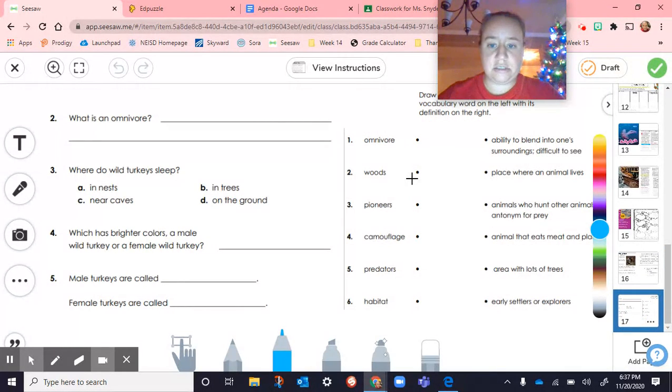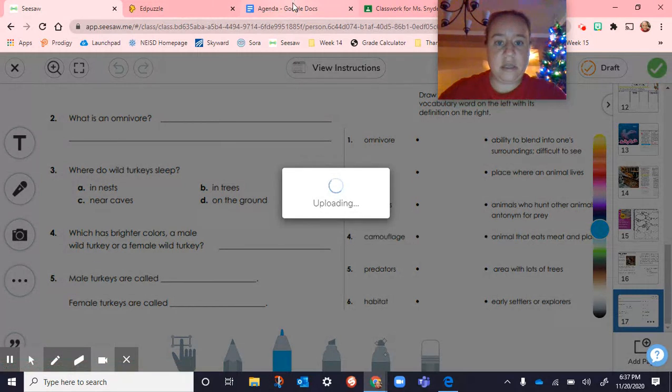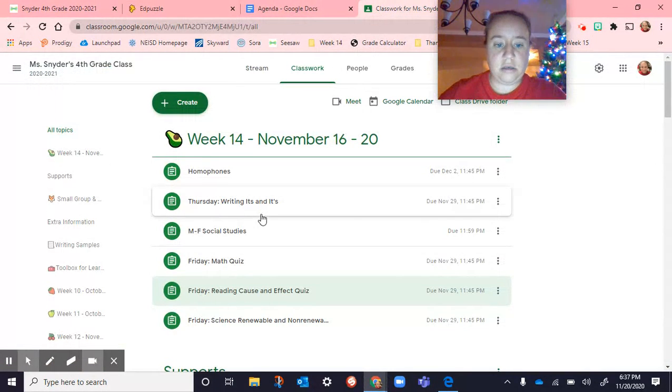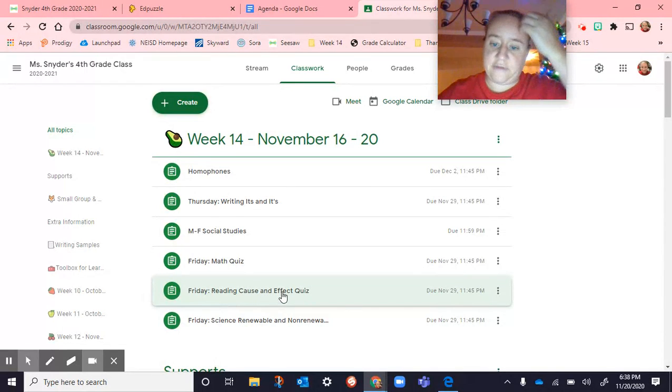So it was just 5 questions there, and then did some vocabulary, and then they turned that in when they were done. And then their quiz on cause and effect is right here. So Friday reading cause and effect quiz. So they need to complete that.